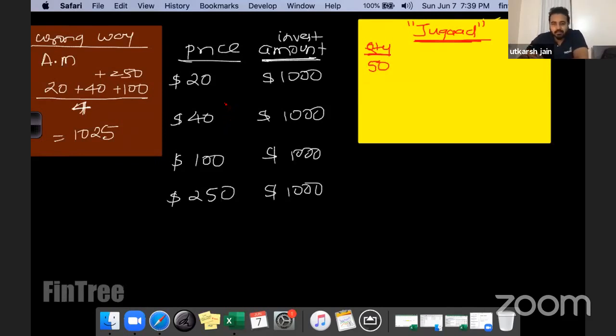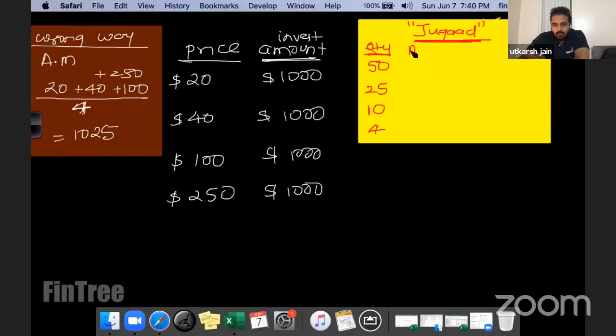Let's look at the second month. One price is 40 and this is 1,000. How many quantity do you think you'd get? You would get 25. Good. How about the third month? $100, $1,000. How much quantity can you buy? Now you can buy 10. And finally, 1,000 and 250, the quantity you're looking at is going to be 4. So this is our quantity.